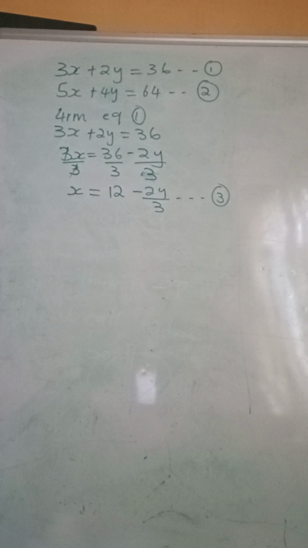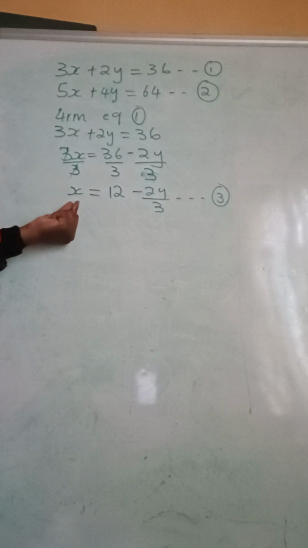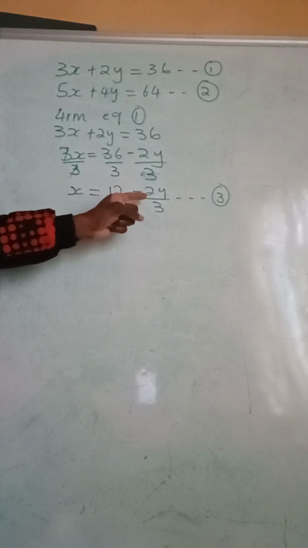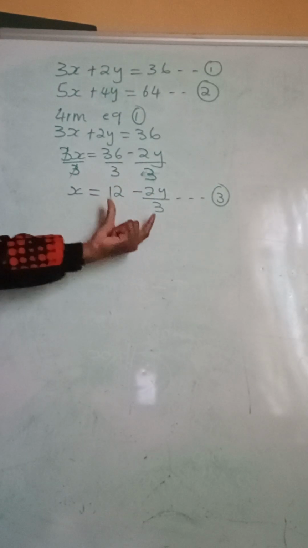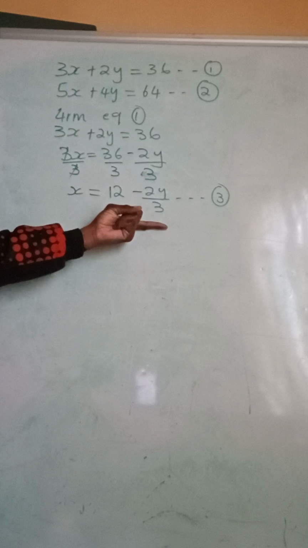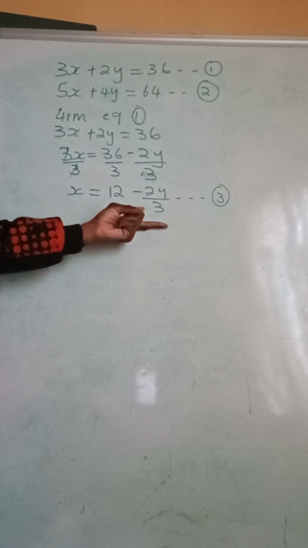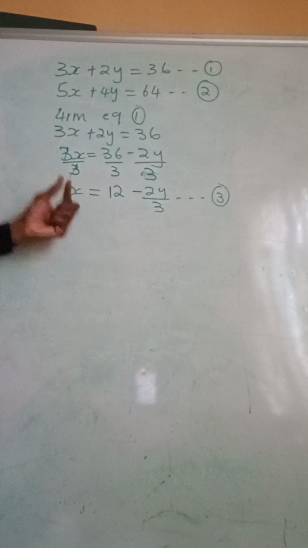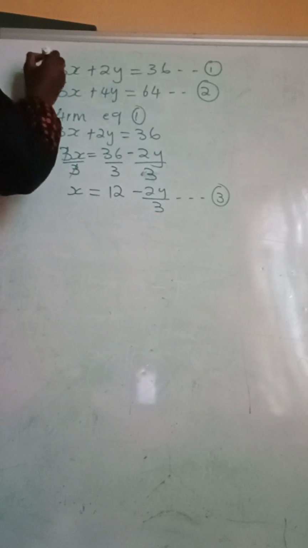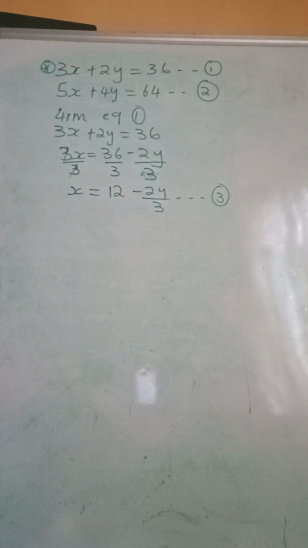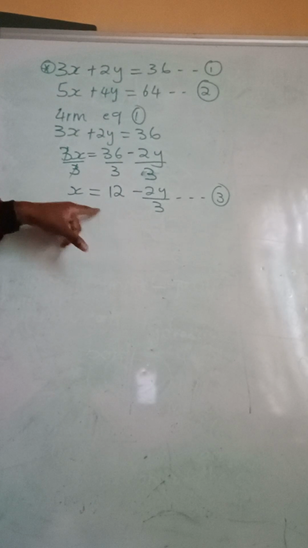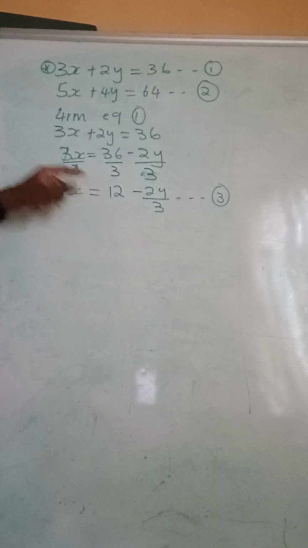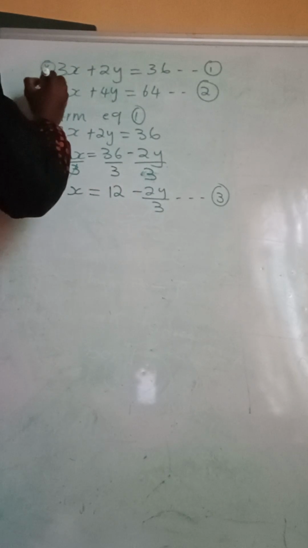So now from here, what do I do? At least here we have solved for x, meaning x is equals to 12 minus 2y over 3. This is the value of x. So now I have to substitute this value of x where? Not in my first equation. Why? Because I used my first equation to get my third equation. So it means I have to substitute my third equation into my second equation.